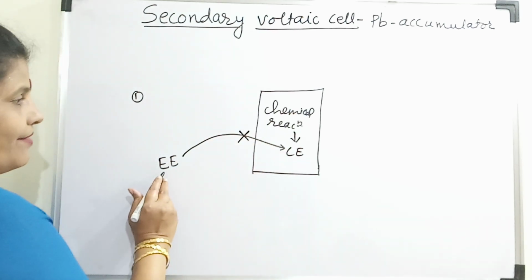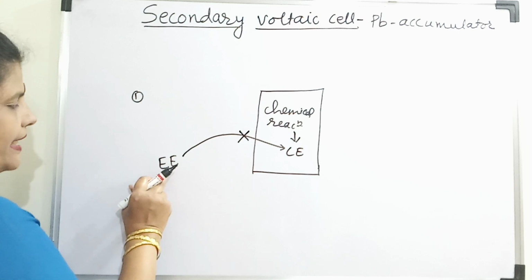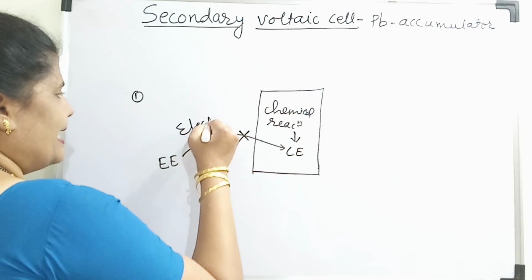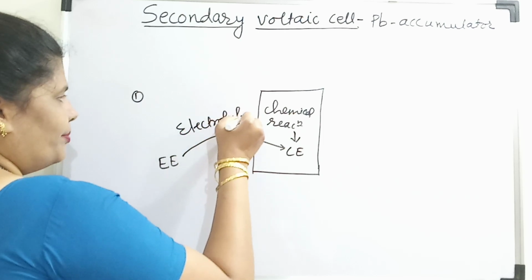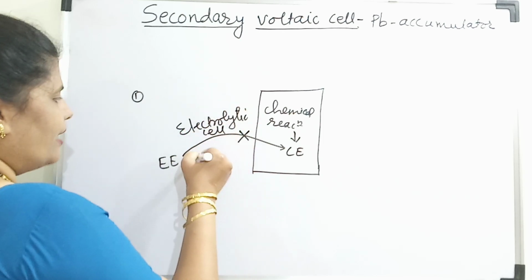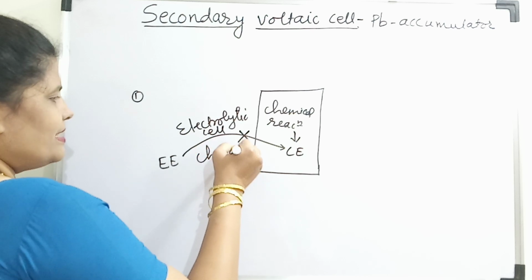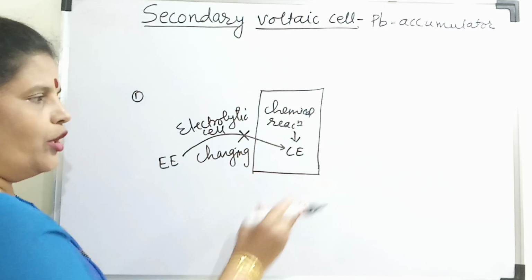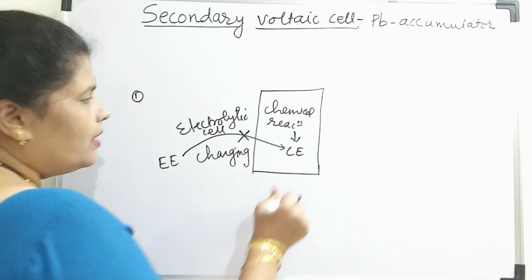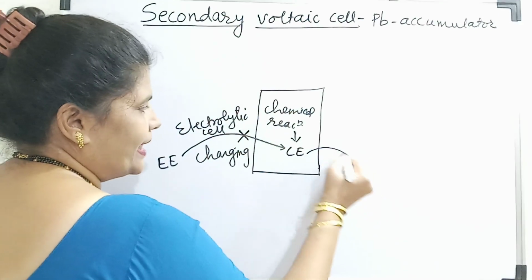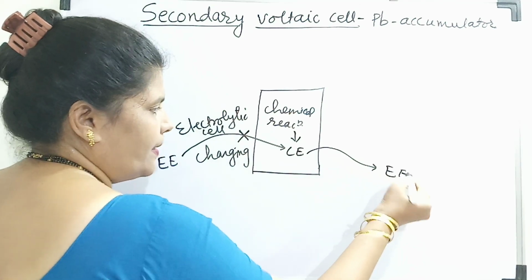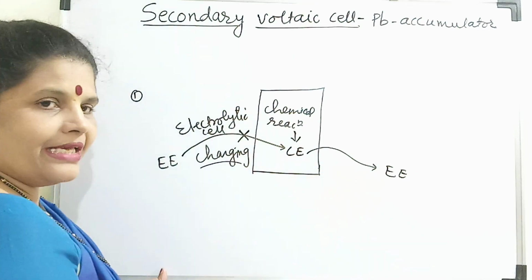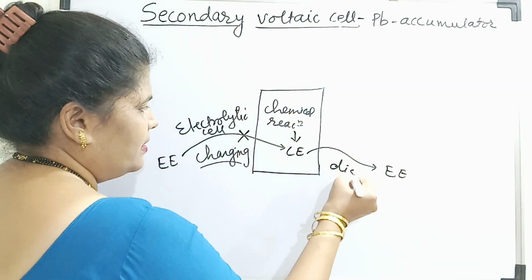Now students, a device or cell in which electrical energy is converted to chemical energy, we call such cells electrolytic cells. And the process here is called charging of the cell. Once the charging is over, you use the emergency light for different purposes. During this, the chemical energy gets converted into electrical energy. If I call the first process charging, you will call this process discharging of the cell.